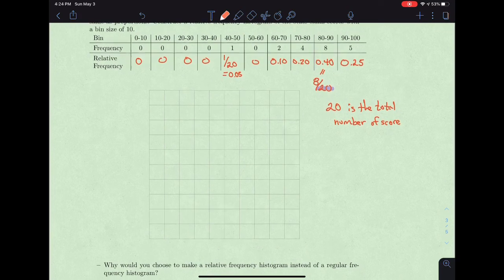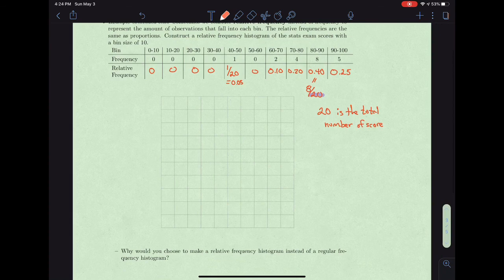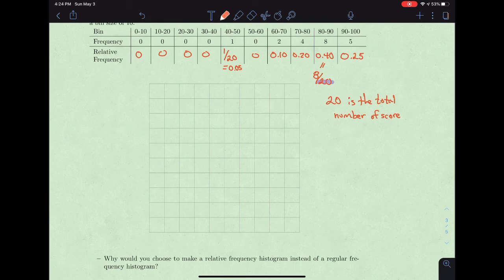And so the way to make the histogram that reflects this data is to still put score on the horizontal. So the numerical variable will always go on the horizontal. We're still measuring the scores in clusters of 10. So our bin size is 10. And the only thing that's going to change here is the vertical scale. So we need relative frequency over here. And we need to build a scale that will accommodate 0.4.